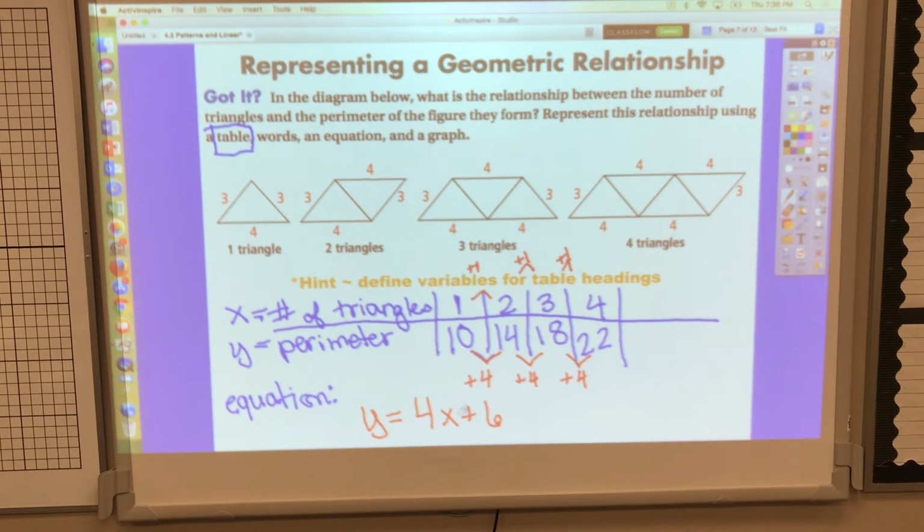Okay, so if I try that with my next number, if I plug in 2, 4 times 2 is 8. 8 plus 6 gives me 14. If I plug in 3, 4 times 3 is 12, plus 6 is 18. If I plug in 4, 4 times 4 is 16, plus 6 is 22. Okay, so I just found my equation to represent my problem. So there's my equation.